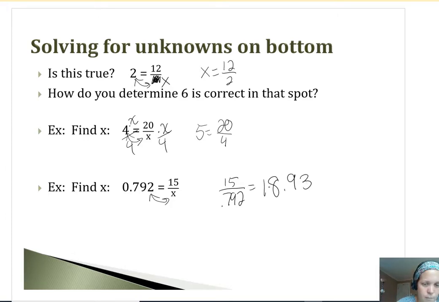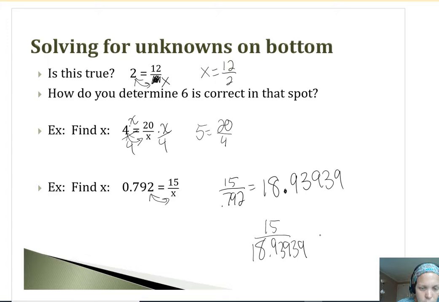15 divided by 0.792 is 18.93939. There are a lot of 9s and 3s, it's throwing me off a little. I'll just go to there. Now if I check that, 15 divided by 18.93939 is 0.792.